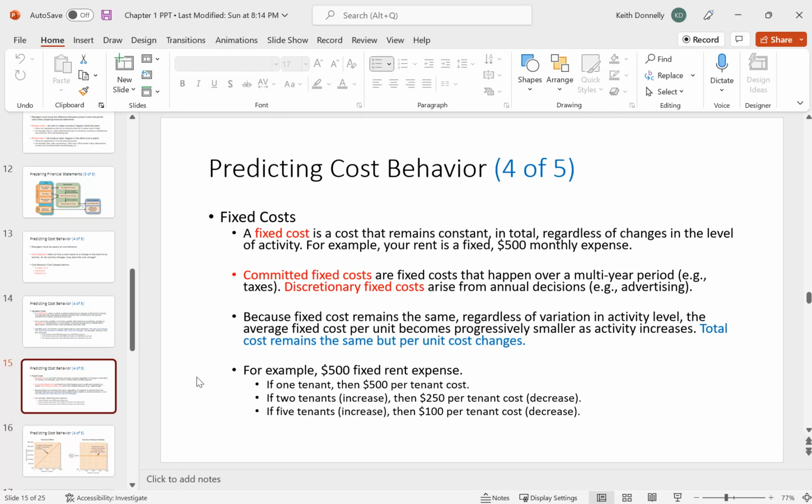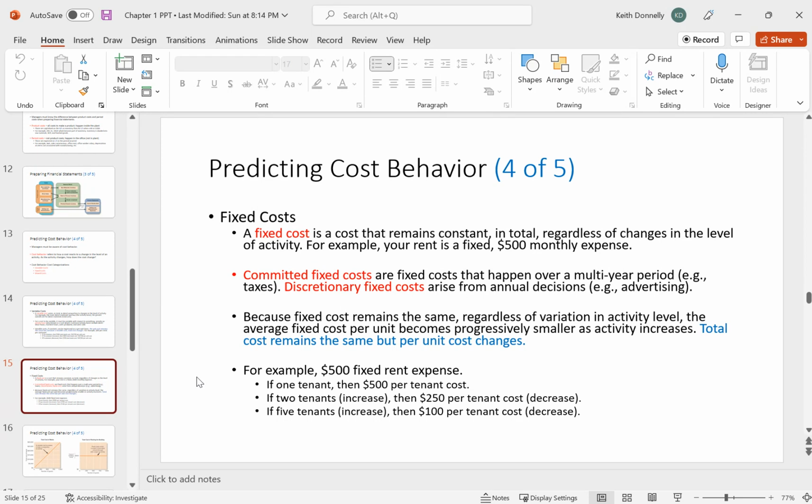And when you're looking at fixed costs, you can subdivide them into committed fixed costs, something routine that would happen over a multi-year period, like taxes. You don't really have much of a choice there. Versus discretionary fixed costs, which come from our decisions. So advertising, maybe we pay a flat $500 for advertising. That was a choice we made. It was discretionary.